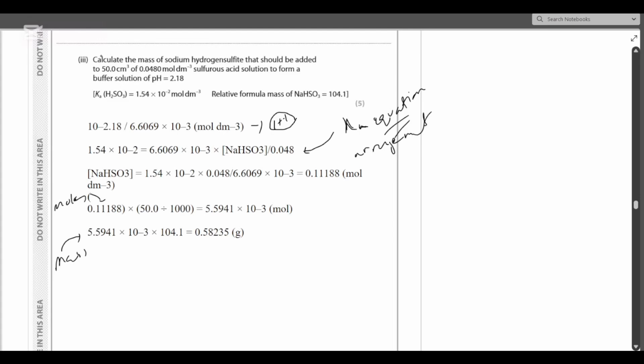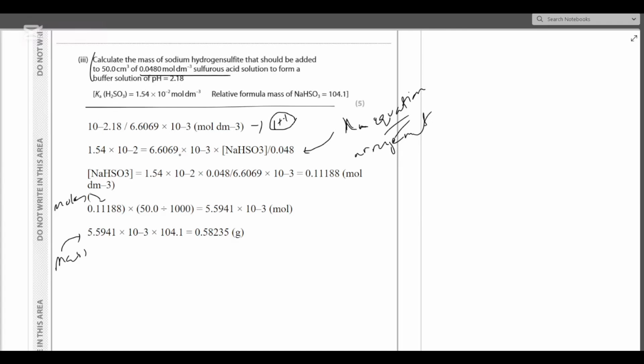Next one, they say to calculate the mass of sodium hydrogen sulfite that should be added to 50 cm cube of 0.0408. Okay, fine. Using the provided data, we can easily find the H plus concentration right here, which is pretty simple. You can just use this equation right here, and then you can easily get the concentration of H plus. After that, we can rearrange the Ka equation right here, like this, and then we can easily find the NaHSO3 concentration.